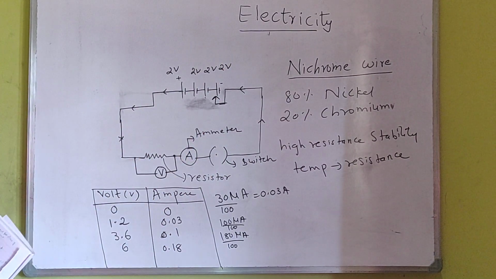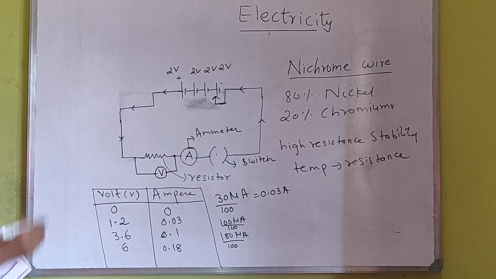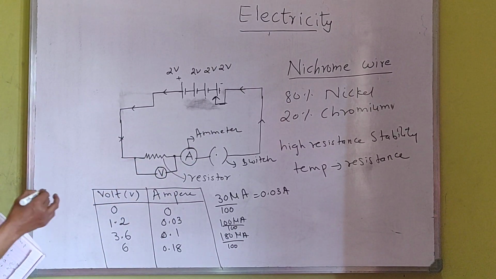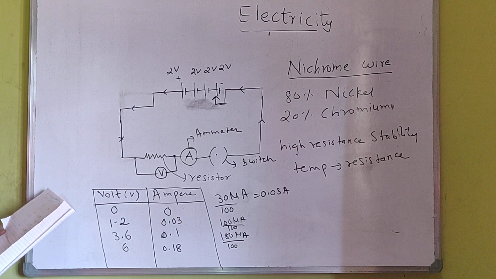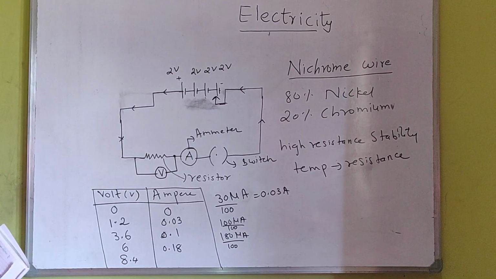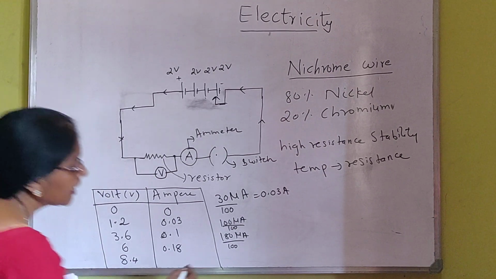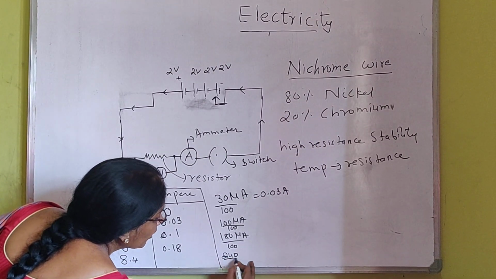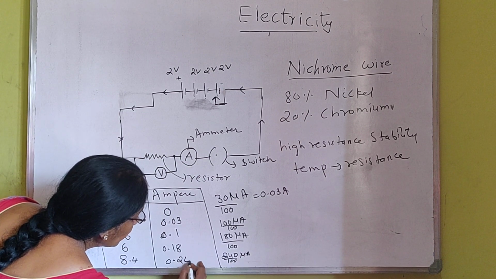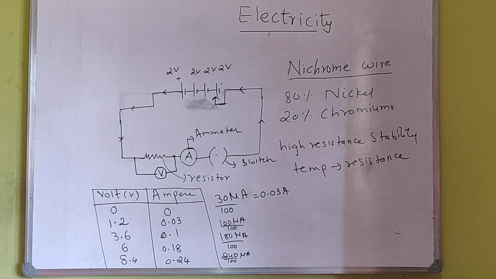And at the last, he connected the last battery, which was also 2 volt, which means totally it was 8 volt of current passing. He saw the current and voltage in the voltmeter and ammeter. He found that the voltage was 8.4 and the current was 240 microampere, which will become equal to 0.24 ampere.